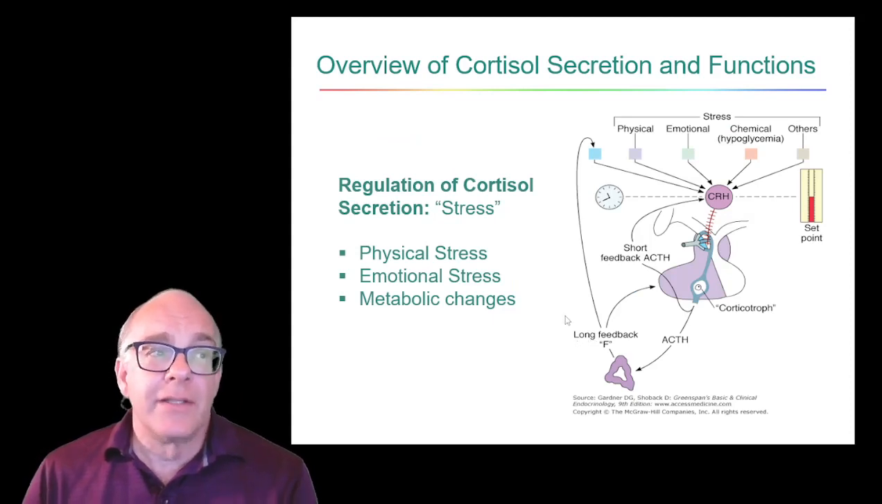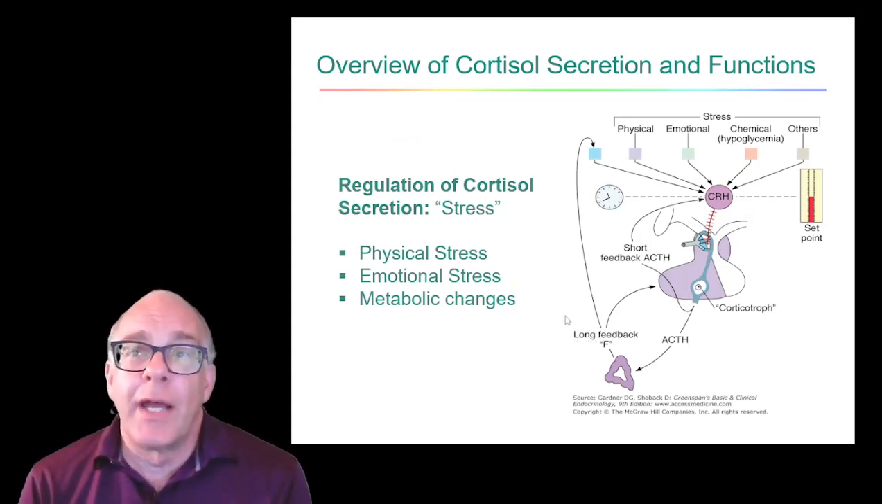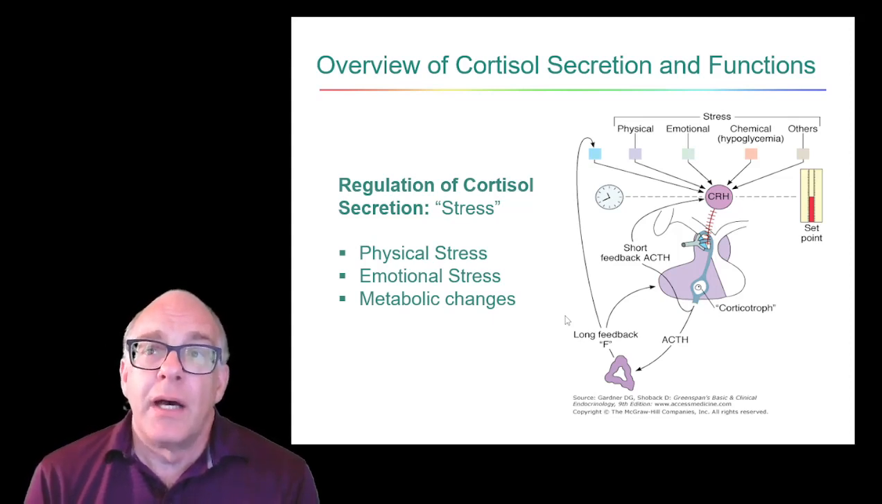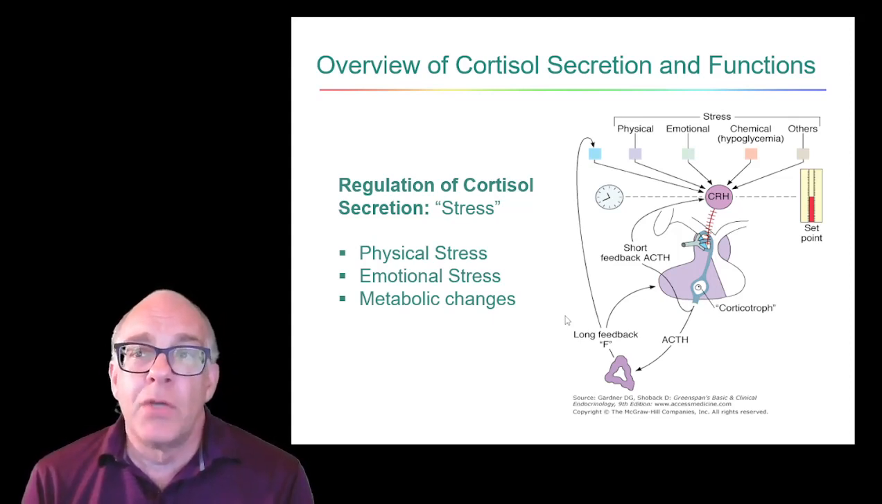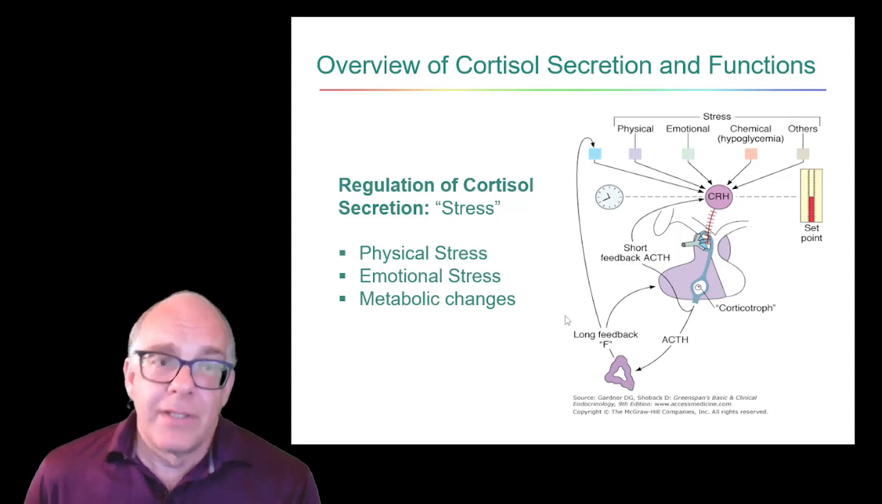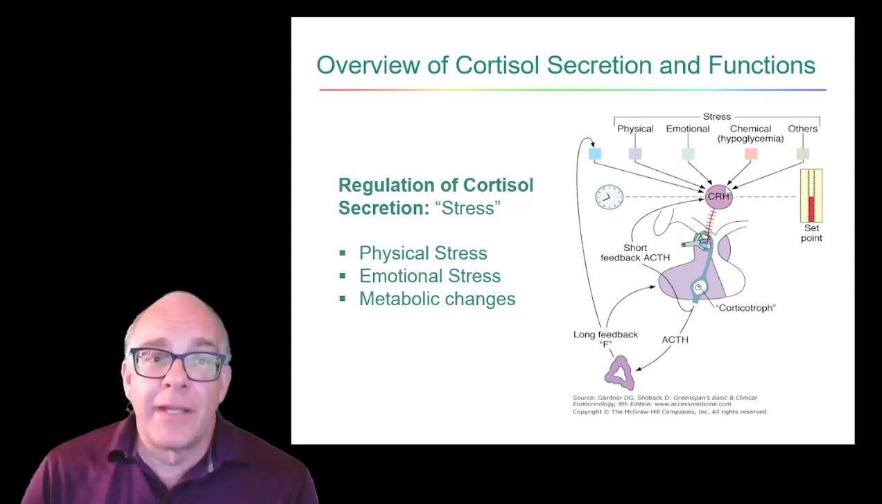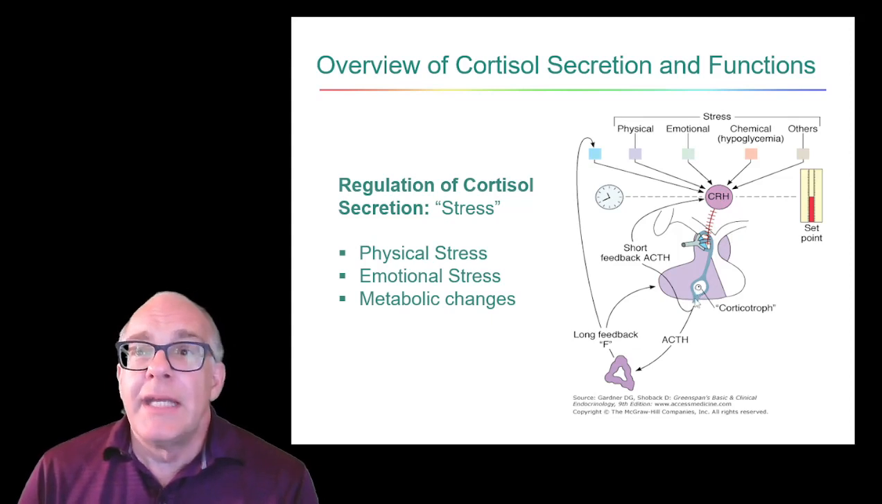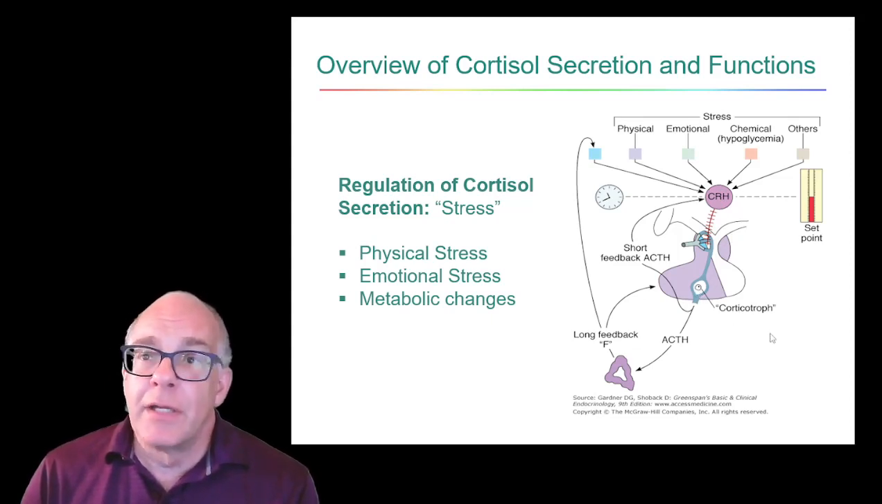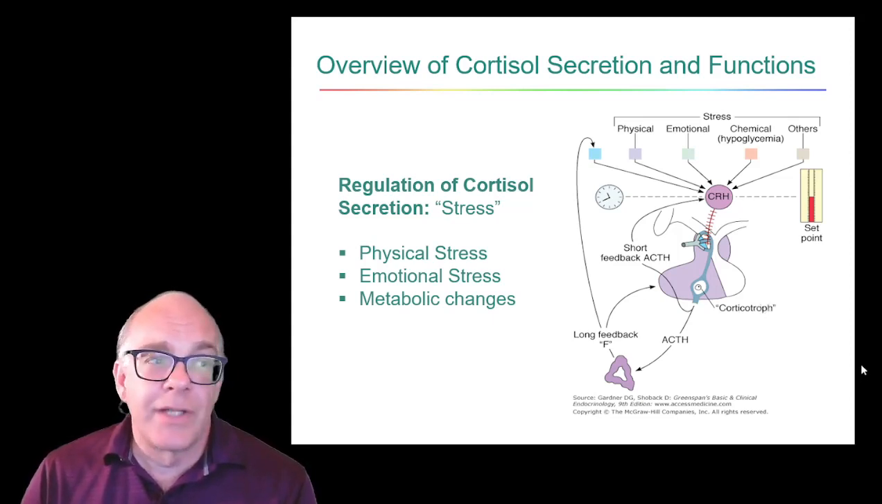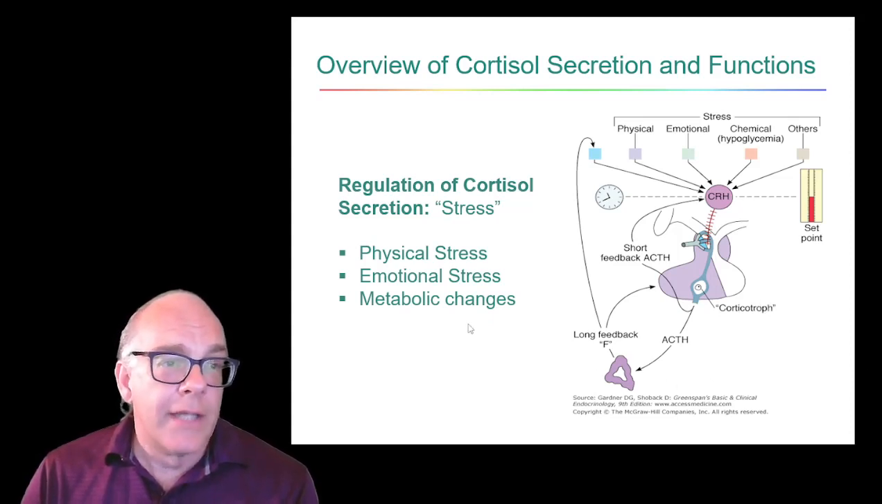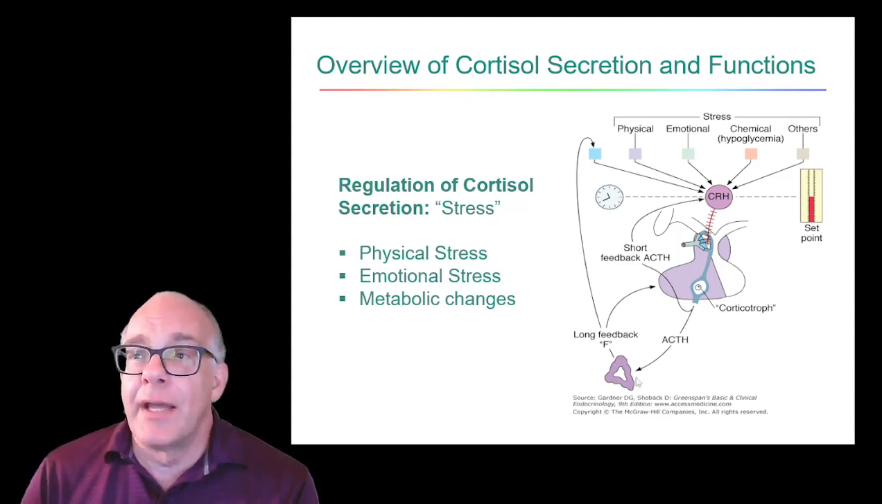And so basically cortisol is described as a stress hormone. This is a hormone that is released by the endocrine system, basically controlled by the brain through the anterior pituitary in response to different types of stress. It may be physical stress associated with exertion, emotional stress, anxiety, things like that affecting individuals, as well as metabolic changes.